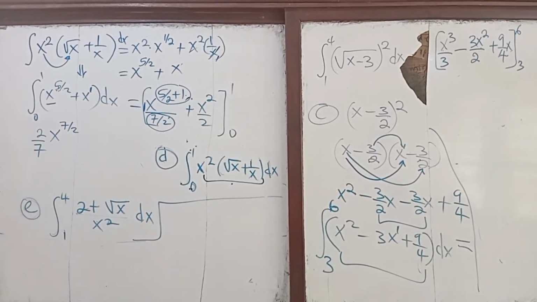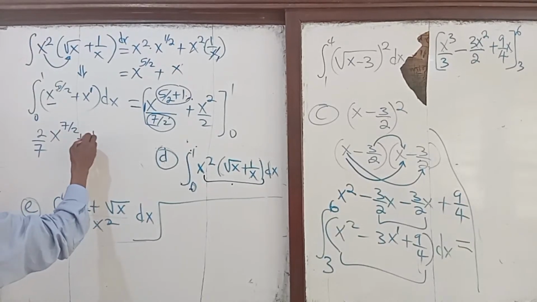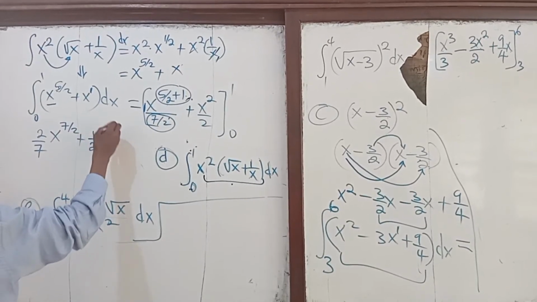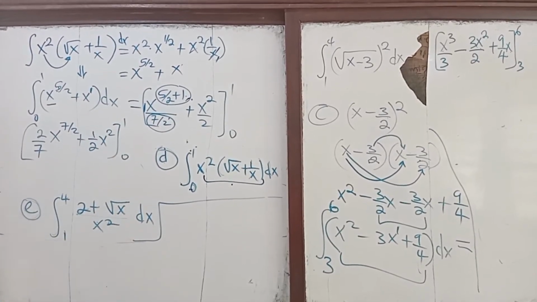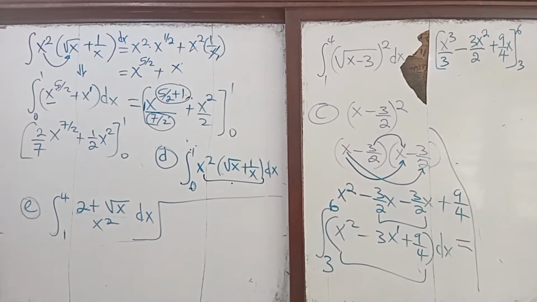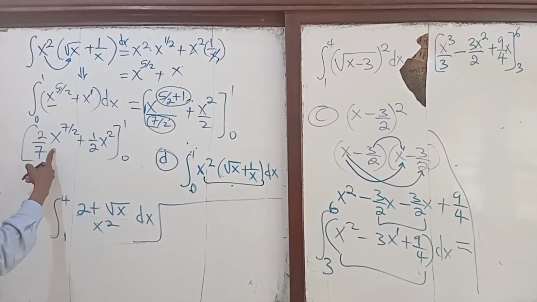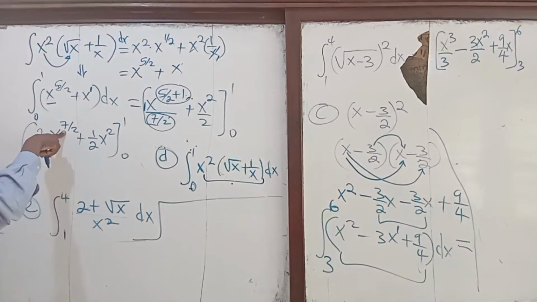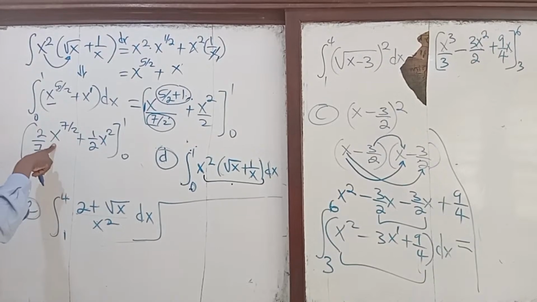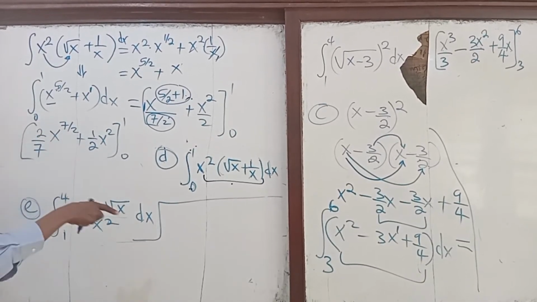We have 2 over 7 for that place, plus 1 over 2 x squared. Then indicate your upper and lower boundary and make the substitution. Anywhere you see x, do the upper first, the substitution for the upper boundary. That will be 1 to the power 7 over 2. 1 to any power is 1.